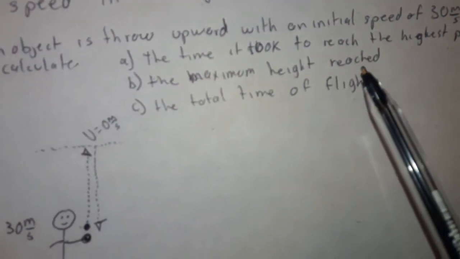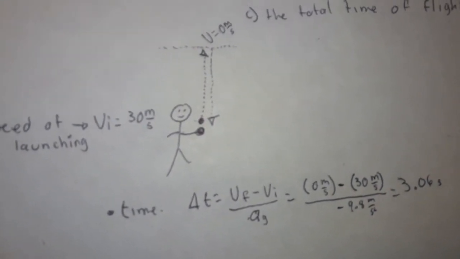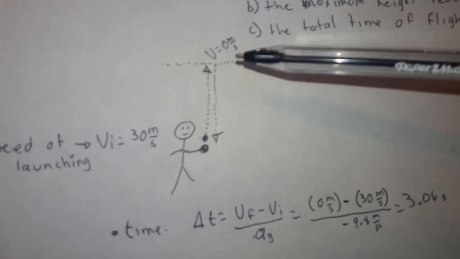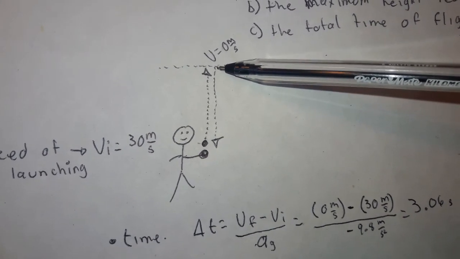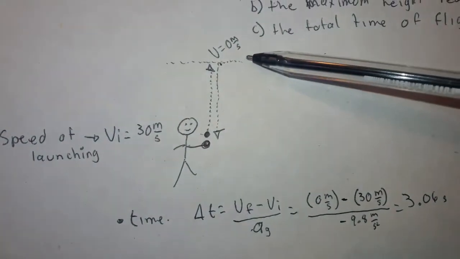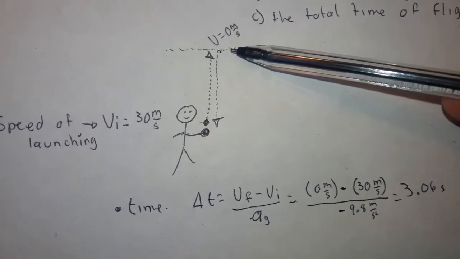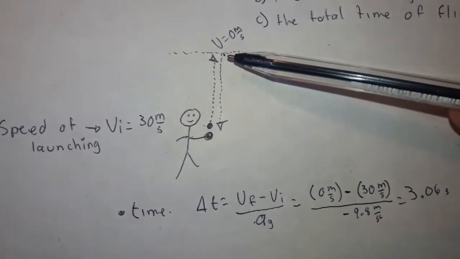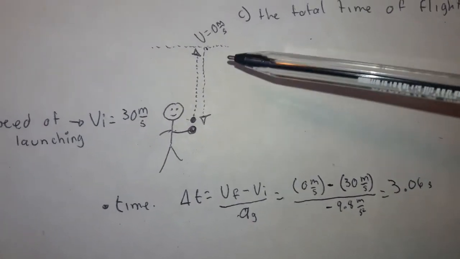What is the maximum height reached? To answer this question, guys, you have to know that there are two strategies. I'm going to explain one of them, the easiest one, which is to imagine that this is a free fall when the object reaches this point. The motion starts at 0 meters per second, so it starts basically as a free fall. So you know that the object will take 3.06 seconds to fall.